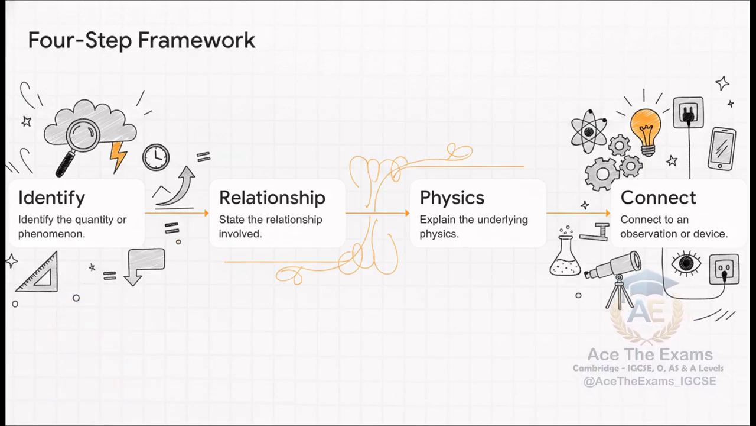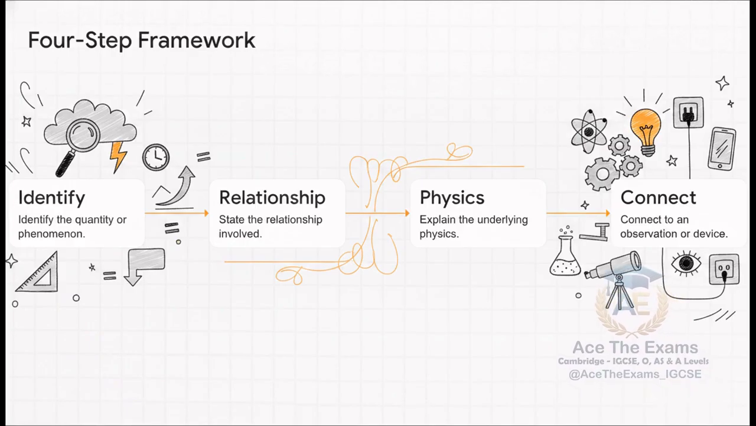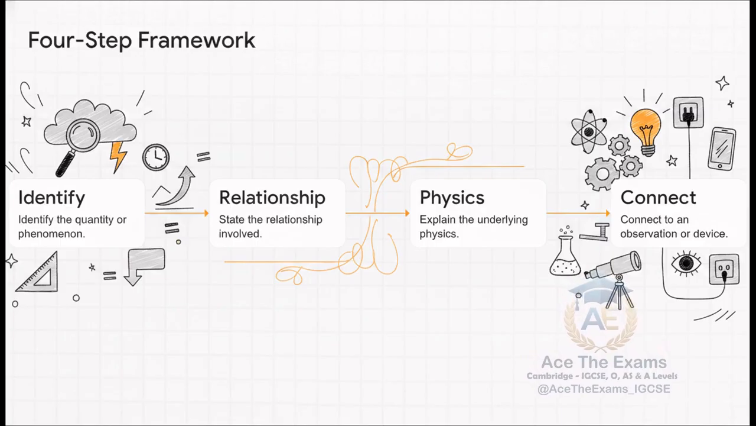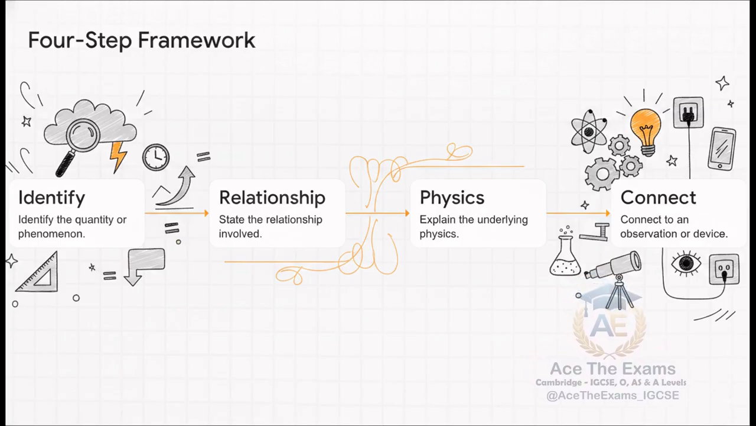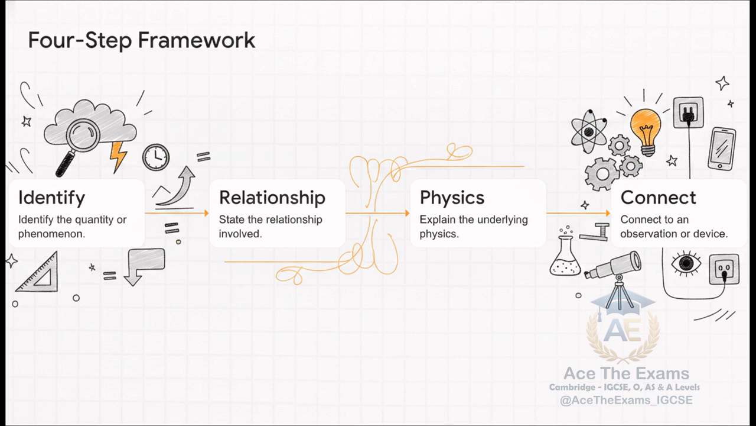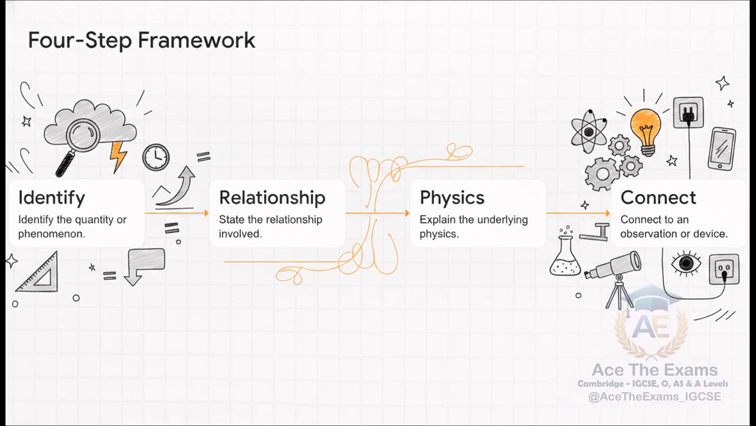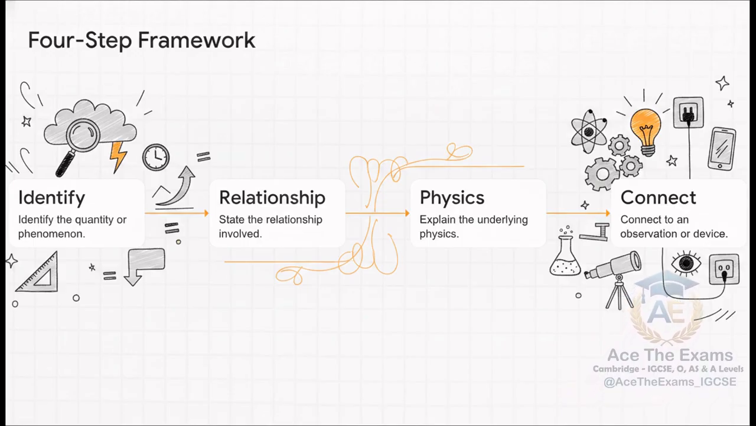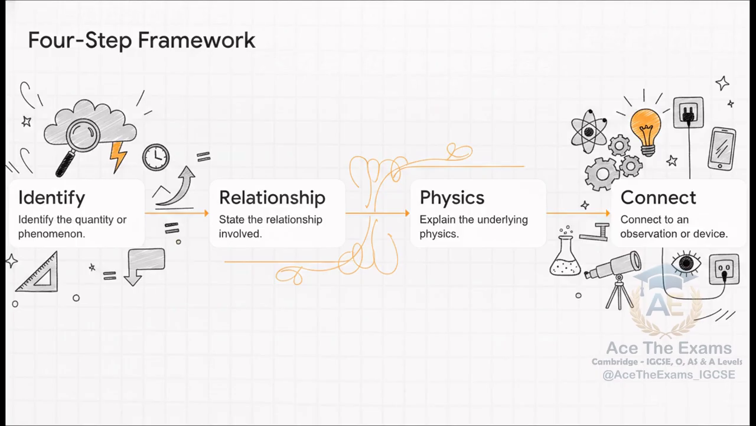Step 1. Identify the quantity or phenomenon. Are we talking about resultant force? Are we talking about inertia? Step 2. State the relationship. This is where your formulas come in. Force is directly proportional to acceleration when mass is constant. Step 3. Explain the underlying physics. Why does this happen? What is happening at the level of particles, or in terms of opposing forces like friction and air resistance? And step 4. Connect it to an observation or a real device.